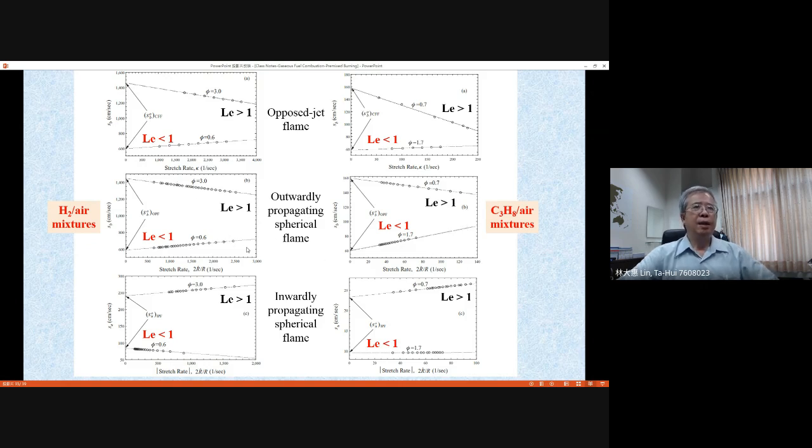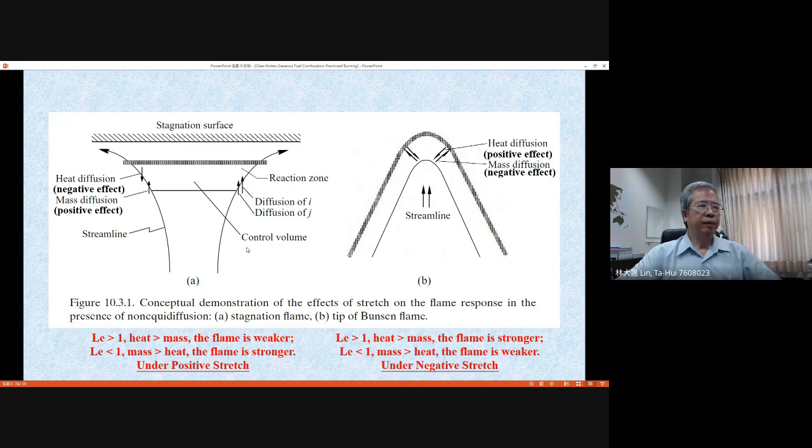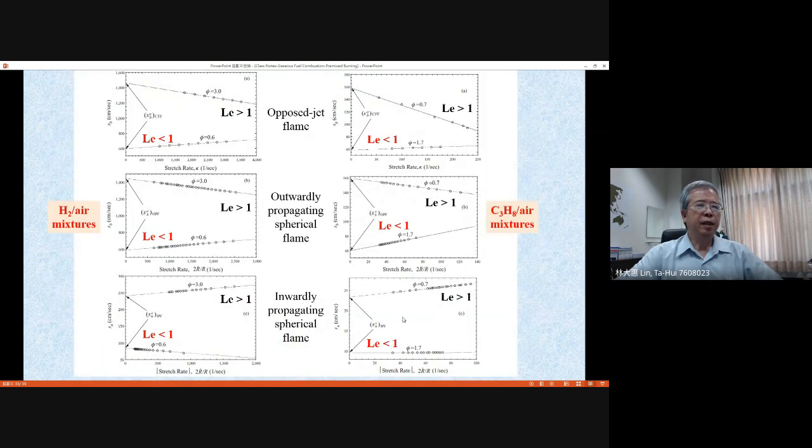And the last example is the inward propagating spherical flame. That means you need to think about the burning catalyst. Basically, it is opposite from those described in the previous two cases. I give you one case explanation here.